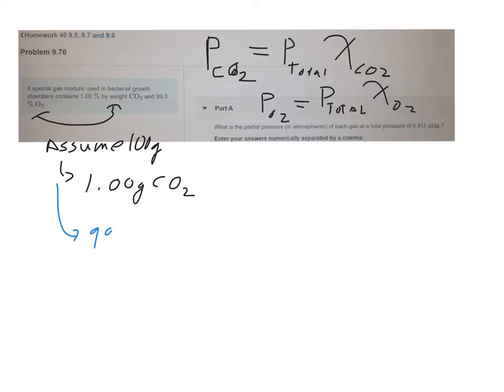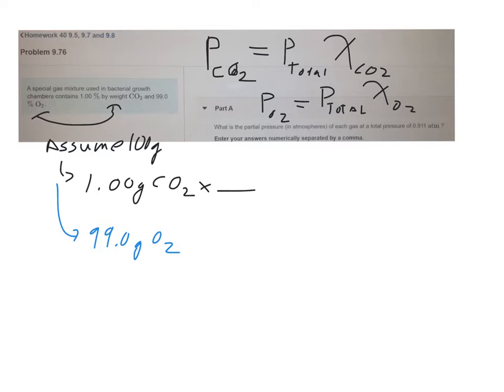Mole fractions are ratios, like a percent. The only problem is they gave us a percent by weight, or by mass. So we're going to change that percent by weight into a percent by mole, or mole fraction rather. So we're going to assume 100 grams. It doesn't matter, since we're taking a ratio, the amount we start off with doesn't matter. If we assume that we have 100 grams, that gives us 1 gram of carbon dioxide and 99 grams of oxygen.